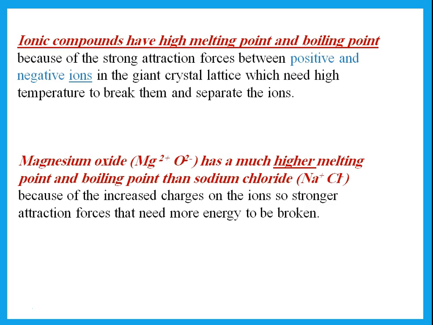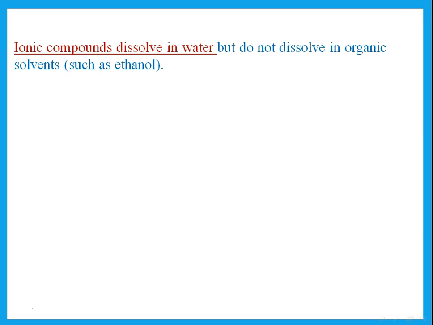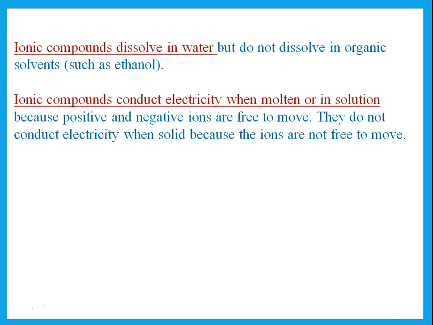Please learn these explanations. Okay, another physical property is that ionic compounds will dissolve in water. They do not dissolve in organic solvents such as ethanol. Remember that things either dissolve in water or in organic solvents, and the example of organic solvents that we have is ethanol.